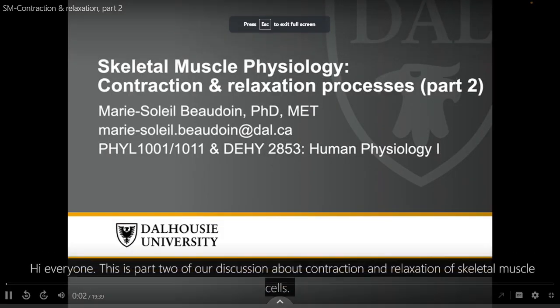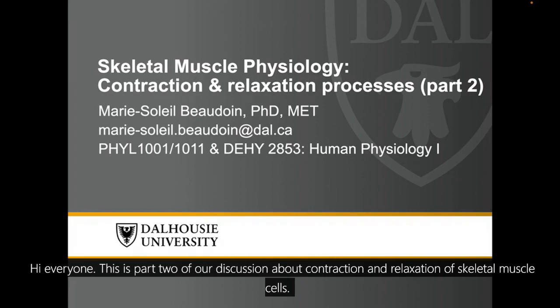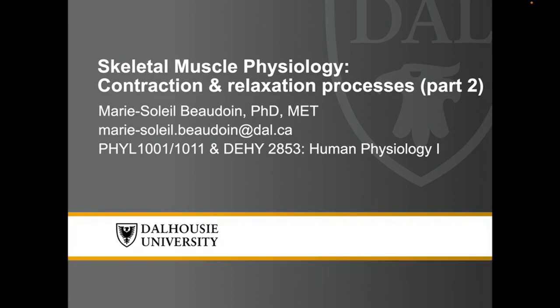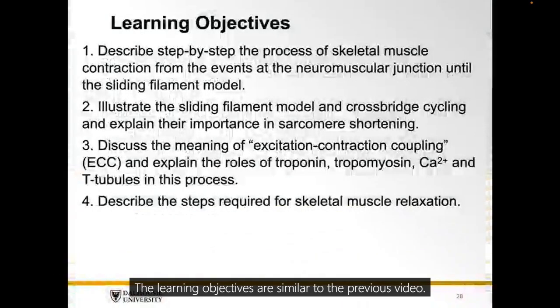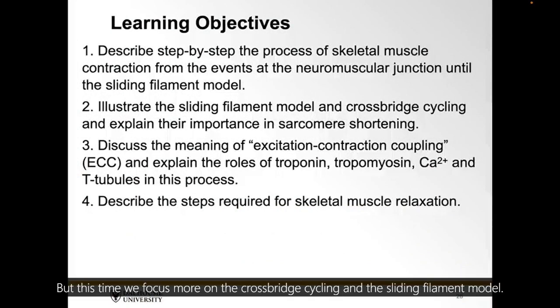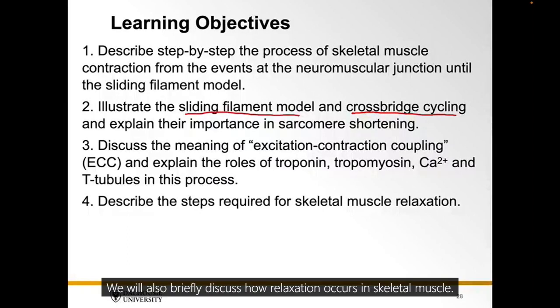Hi, everyone. This is part two of our discussion about contraction and relaxation of skeletal muscle cells. The learning objectives are similar to the previous video, but this time we focus more on the cross-bridge cycling and the sliding filament model. We will also briefly discuss how relaxation occurs in skeletal muscle.